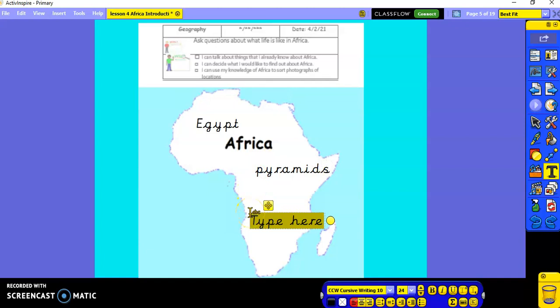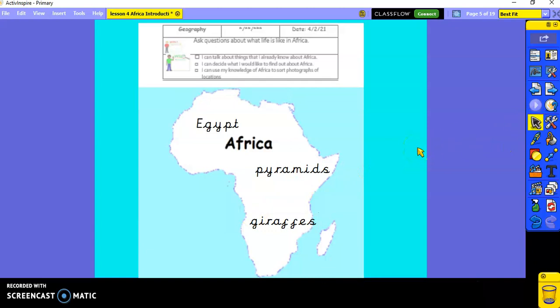I also know that giraffes can be found in Africa, and that's all I'm going to pop on there at the moment so that you have a chance to think of your own ideas. So pause the video here and fill in the centre of the map. Don't worry if you don't have the map, you could draw one yourself and then fill it in the middle.